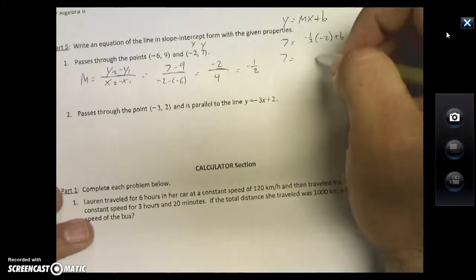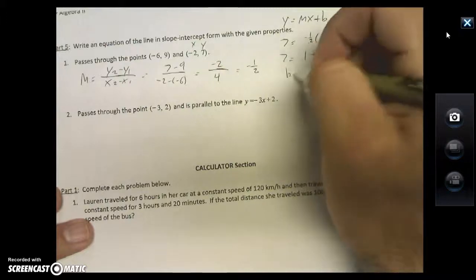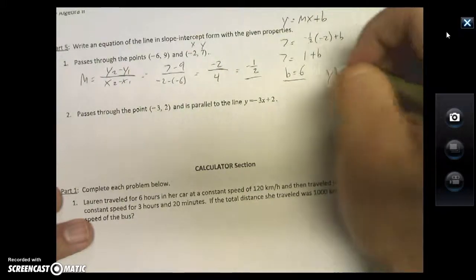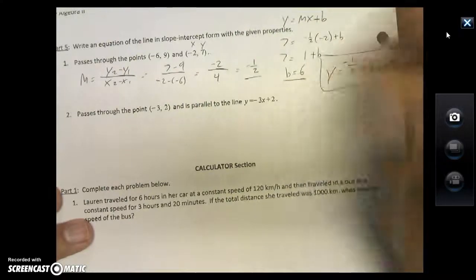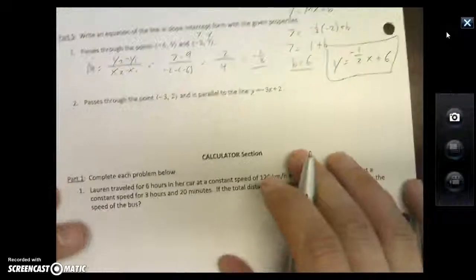-1/2 times -2 is +1. Subtract b is 6. Now that I have everything I need, highlight them, we're good. Okay.